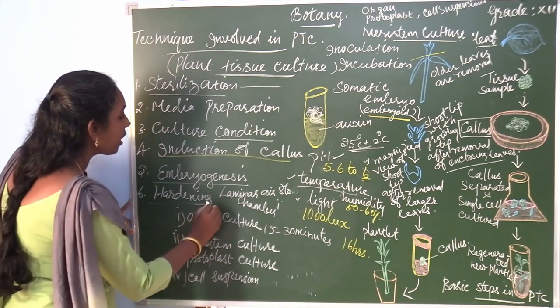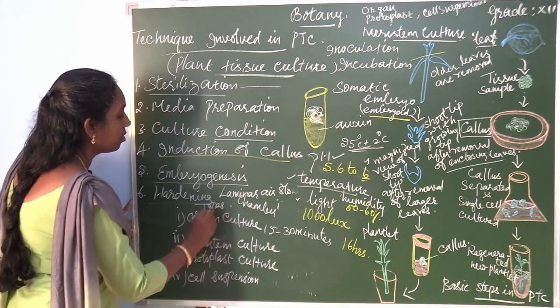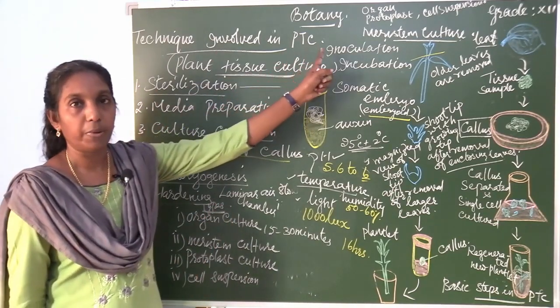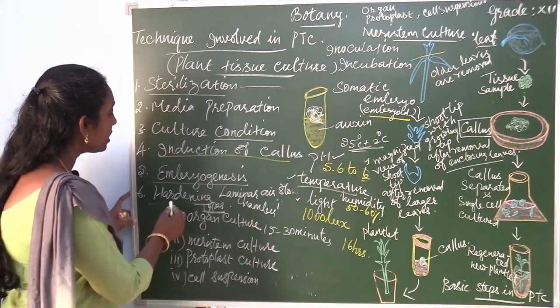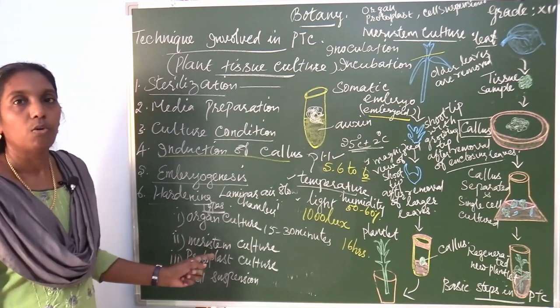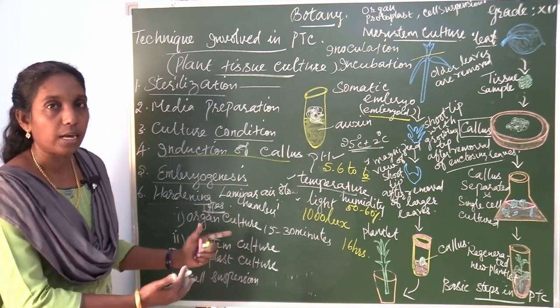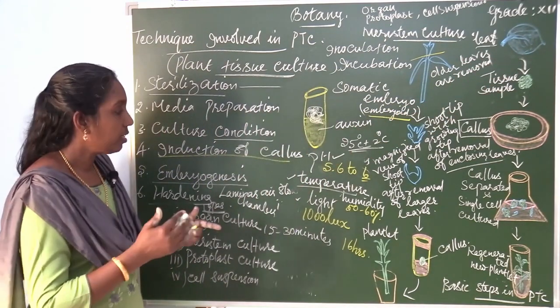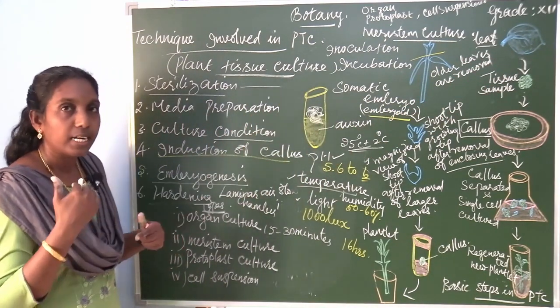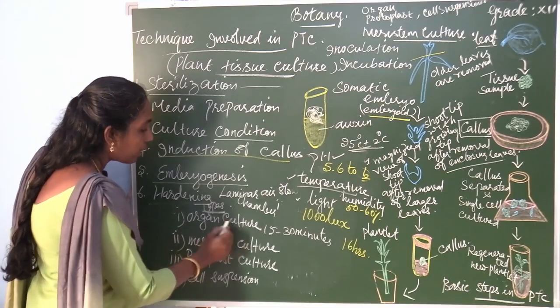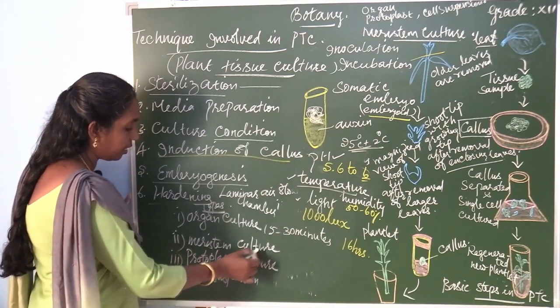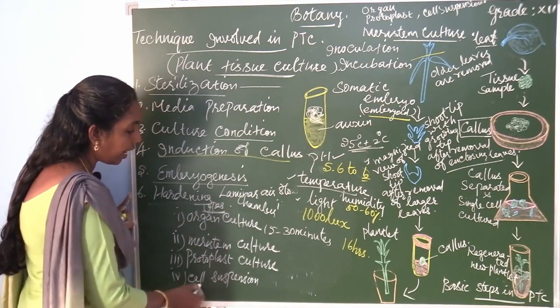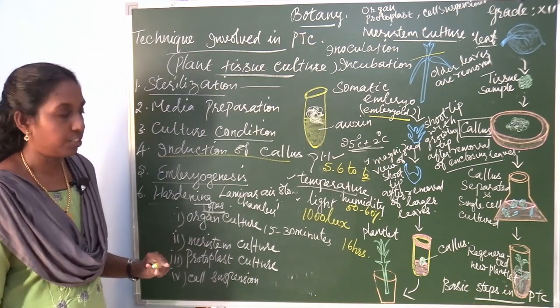These are the types. So the first question is techniques involved in plant tissue culture. Second question, types of plant tissue culture. What are the types of plant tissue culture? This type is based on the explant. Based on explant, the plant tissue culture is classified into organ culture, meristem culture, protoplast culture and cell suspension.